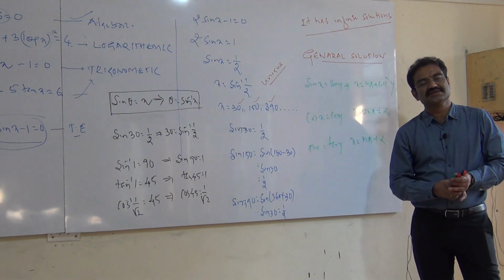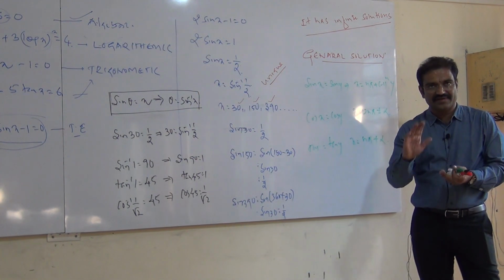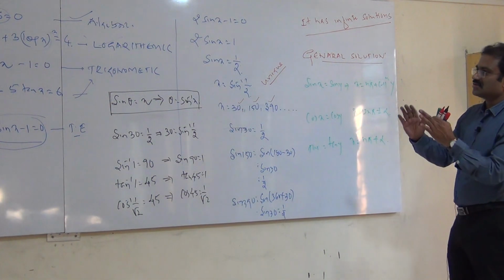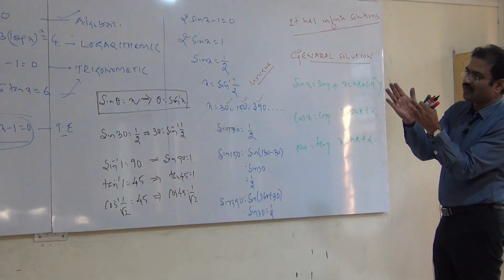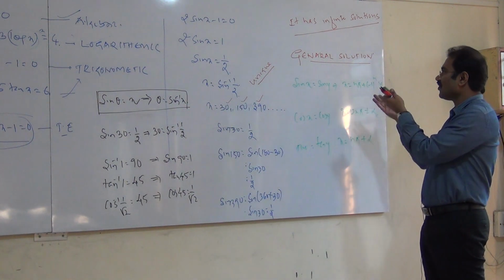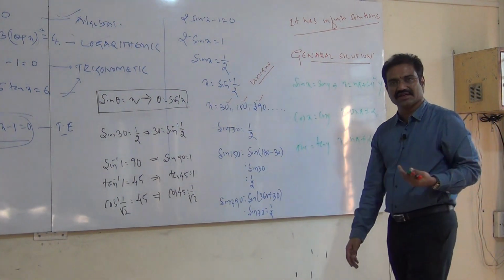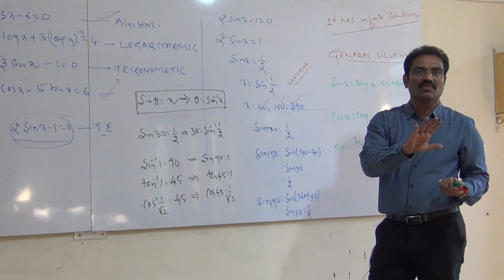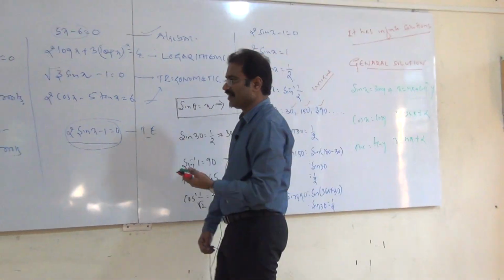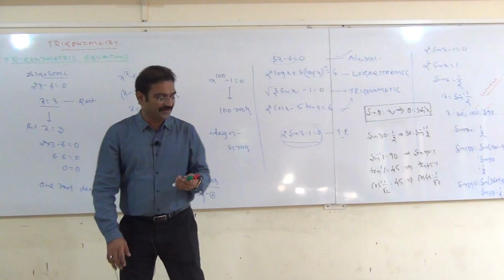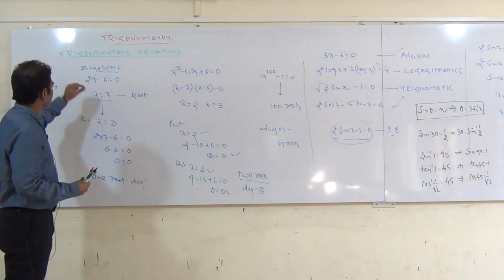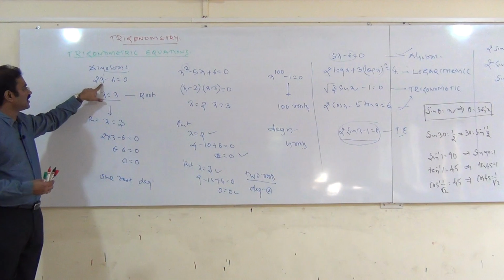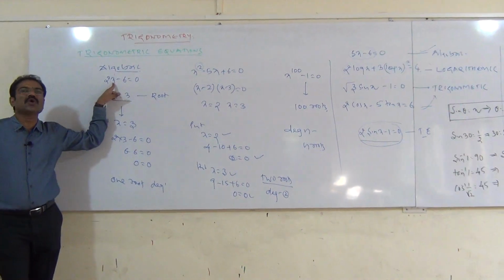Very interesting chapter it is, trigonometric equations. So first I want to explain what is the equation, then what is the necessity of learning these general solutions. This is my discussion. First you should know about the equation. Once again I repeat, you are requested to be attentive. What is an equation? A mathematical statement in which there is an unknown quantity.